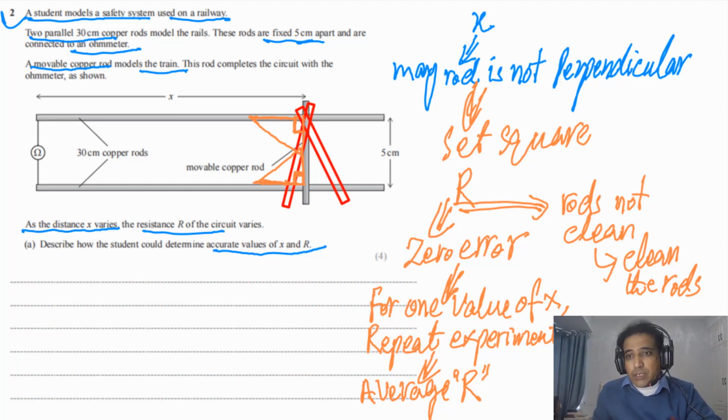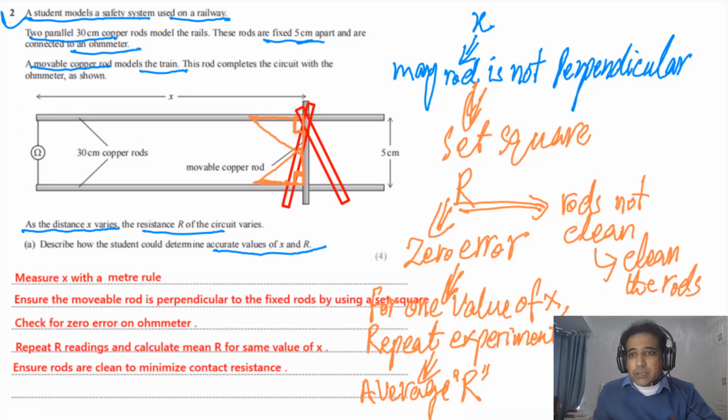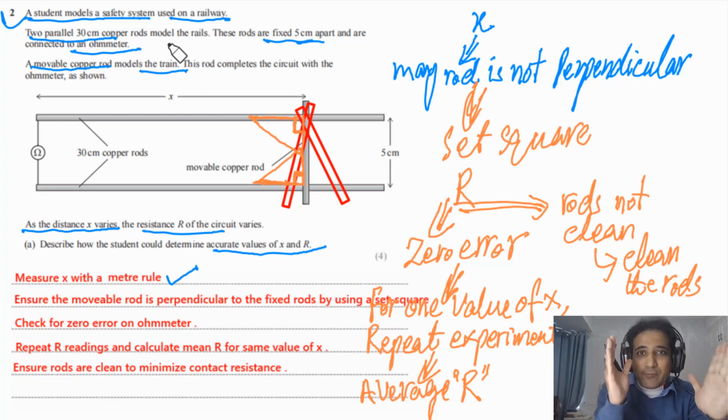Now let me show you how you can write down your answer. For your answer, simply you can talk about these points. You can say measure x with a meter rule, because this is 30 centimeters. You cannot say you will use a vernier caliper or a micrometer. You have to use a meter rule, or you can say a measuring tape, because this is greater than 15 centimeters.